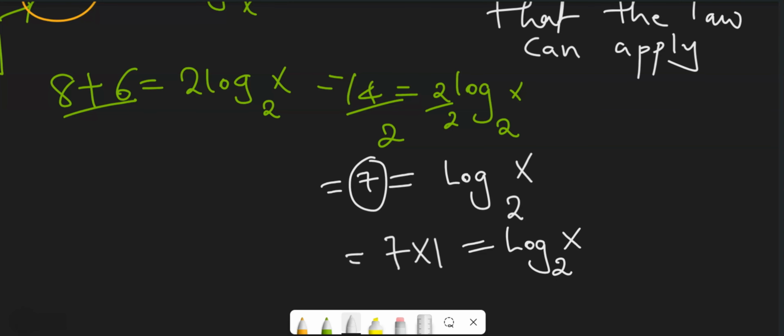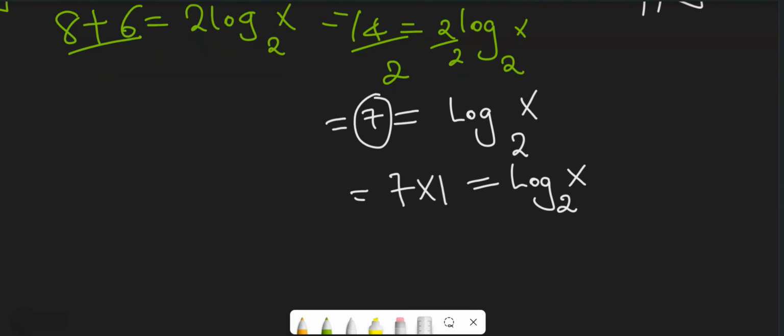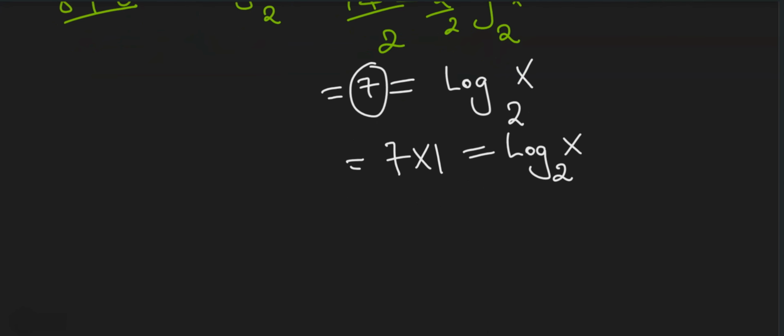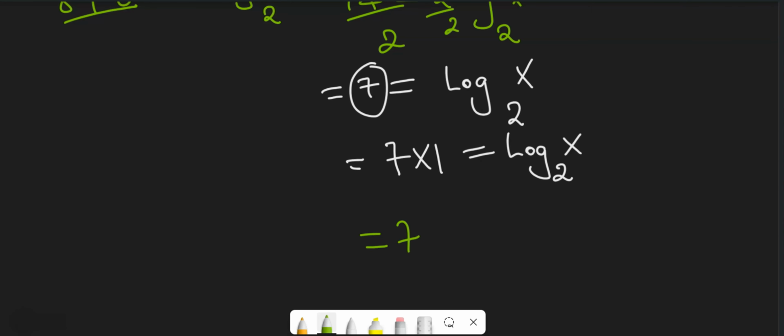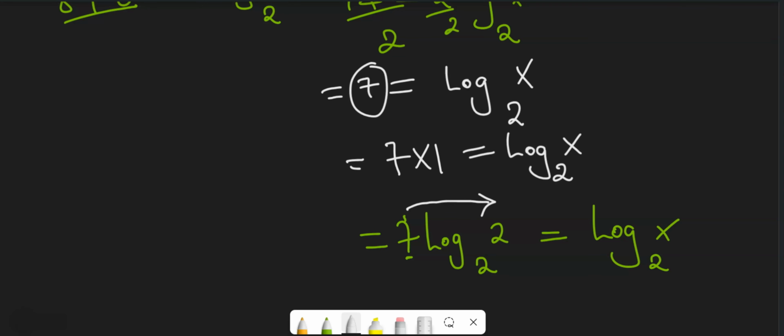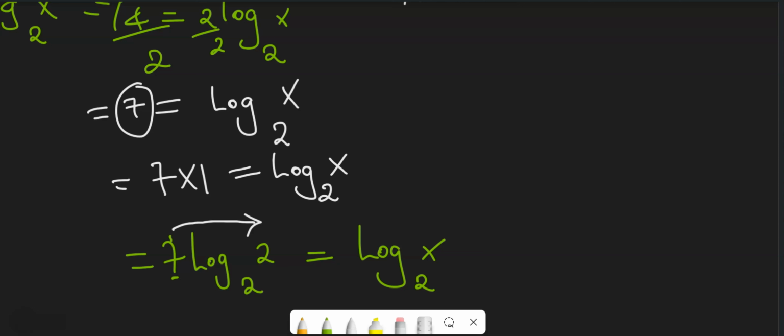So if we proceed with that, this gives us 7, but what is 1? That is log 2 to base 2, and this should be equal to log x base 2. So how do you solve that? Now this is 2. We can take this. Remember what we did in the law of exponents? It's 2 power 7, and then 2. So that this gives us.